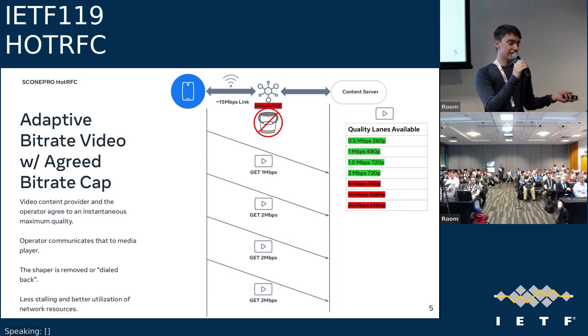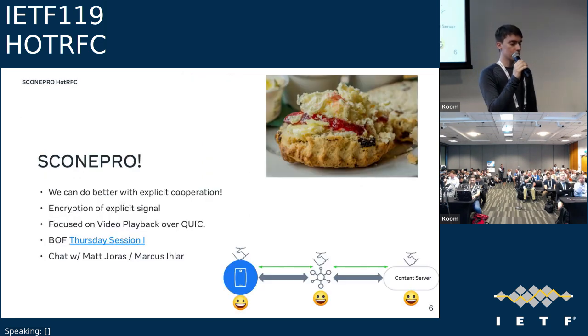Well, basically the same thing happens, except there's no stalling because it will never try to get a quality that's higher. The operator can remove that token bucket filter. The network can be used more organically rather than hitting artificial limits, and this leads to overall better user experience and better performance. So all this leads to Scone Pro.